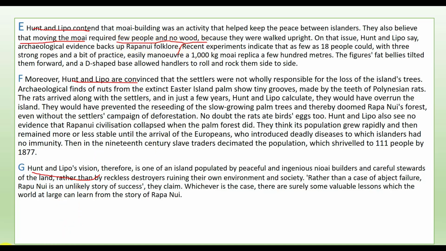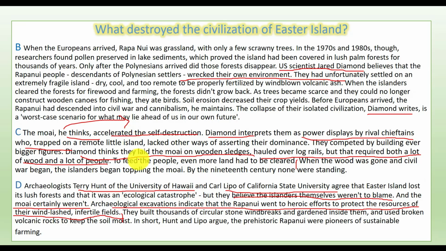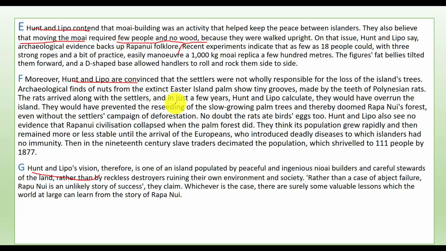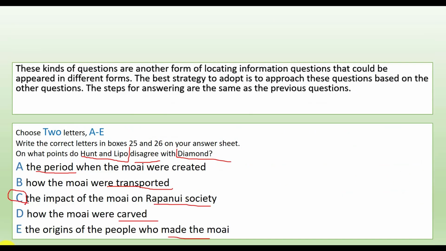Now, as you see, Diamond believes that they laid the Moai on wooden sledges hauled over log rails, but that required both a lot of wood and a lot of people. But contrary to Diamond's viewpoint, Hunt and Lipo believe that moving the Moai required few people and no wood. Okay, so that's the other point. We find they disagree with each other on how the Moai were transported.